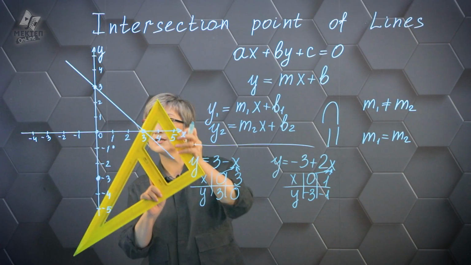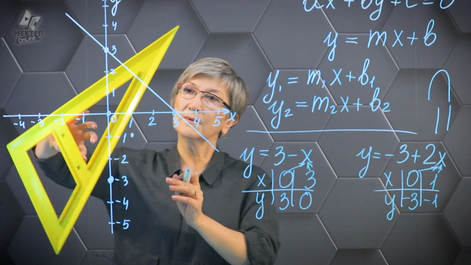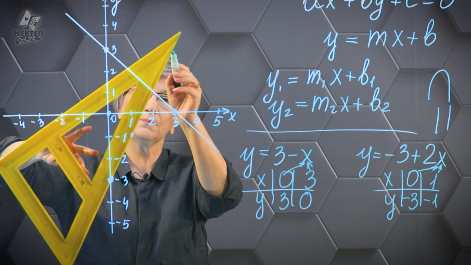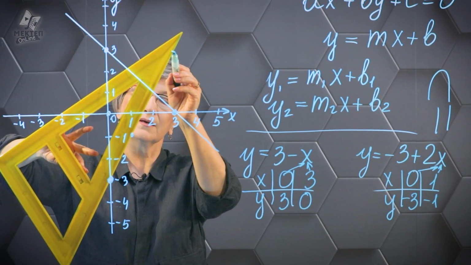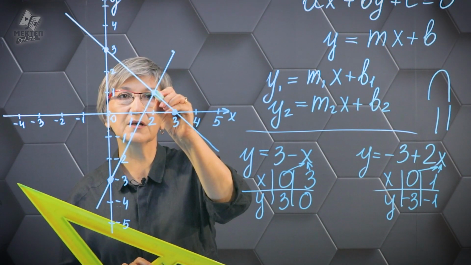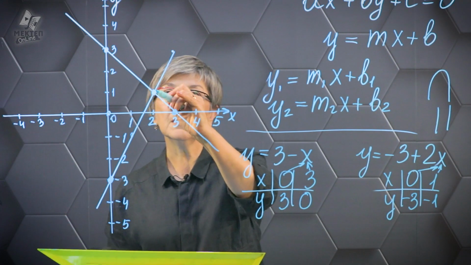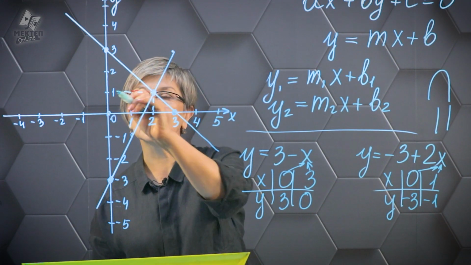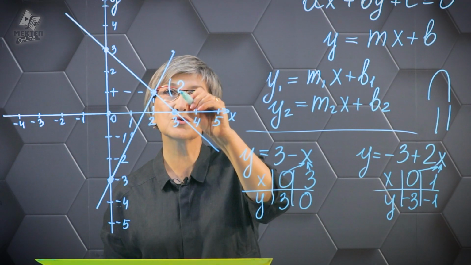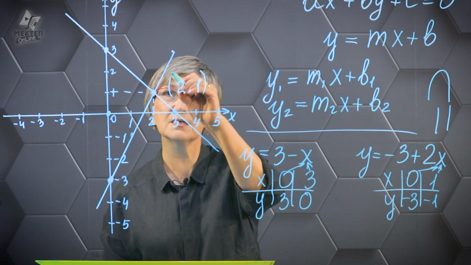If I connect these 2 points with a line, we see that our graphs intersect. Let's draw the line, and we notice that the graphs of our functions meet at one point. And we need to find the coordinates of this point. It's not difficult. For x, this value is equal to 2, and for y, this value is equal to 1.